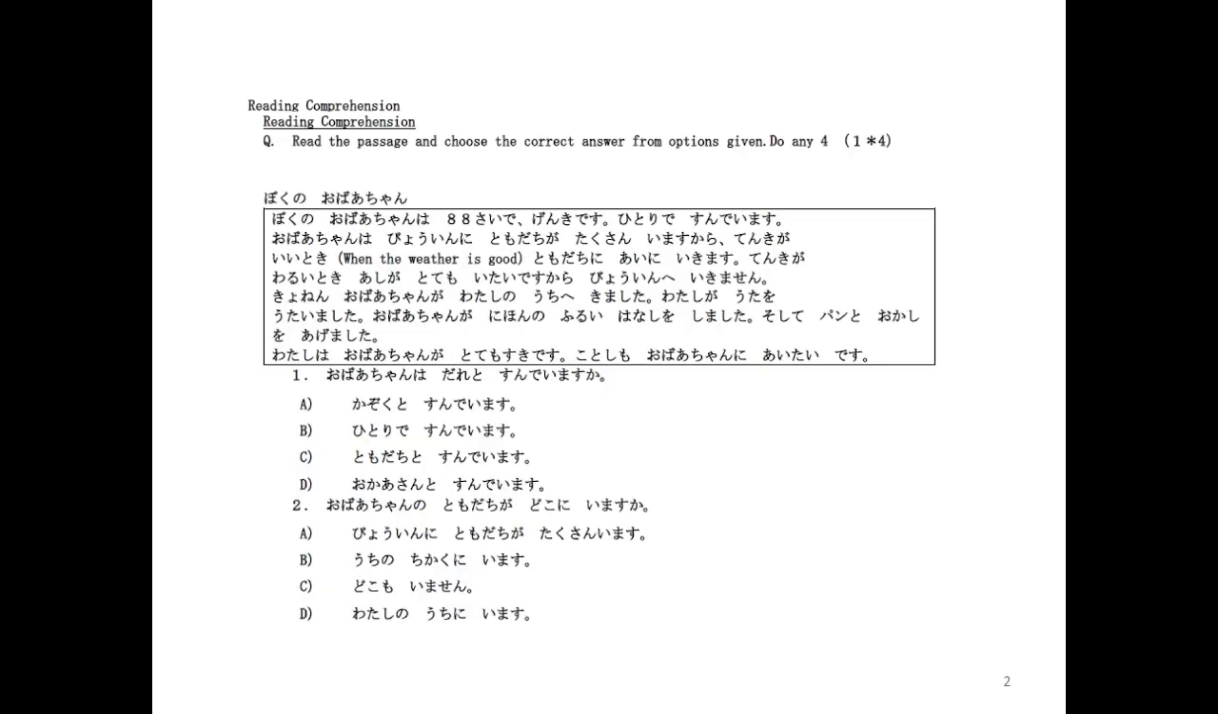In section A, we have the reading comprehension passage. Let us read and understand the passage first. Boku no Oba-chan. This is the heading. Let's see what is there inside the frame.